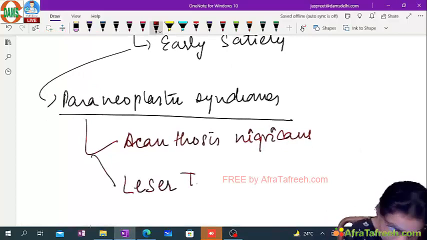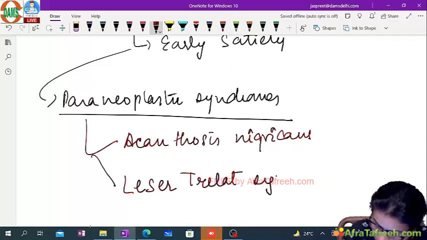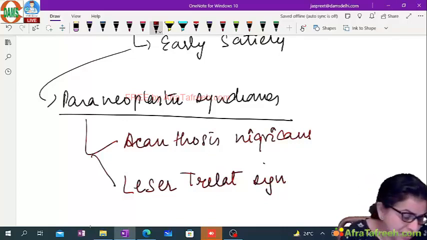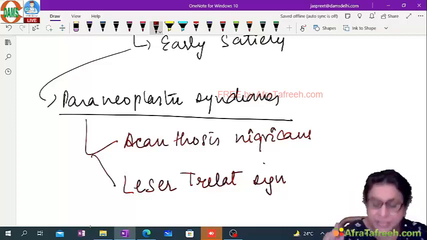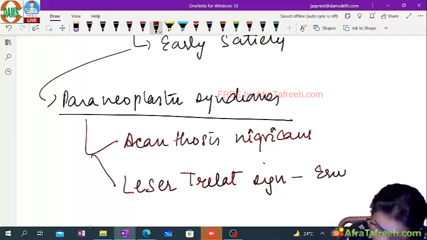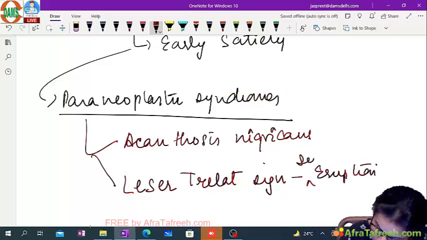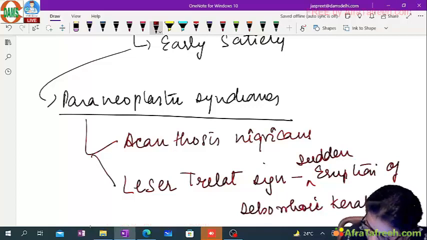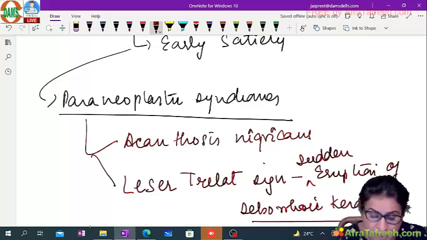And second, Leser-Trélat sign, L-E-S-E-R, T-R-E-L-A-T. So the second is Leser-Trélat sign. What is Leser-Trélat sign? They have a sudden eruption of seborrheic keratosis. On the skin, they develop seborrheic keratosis.